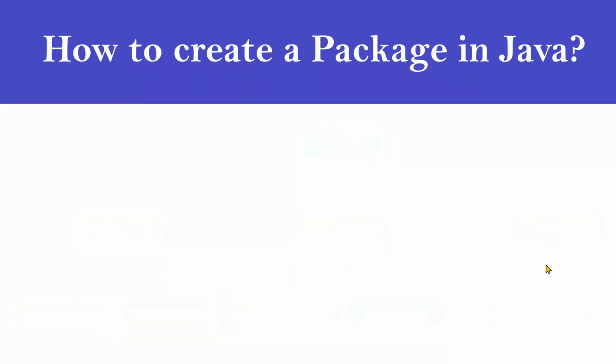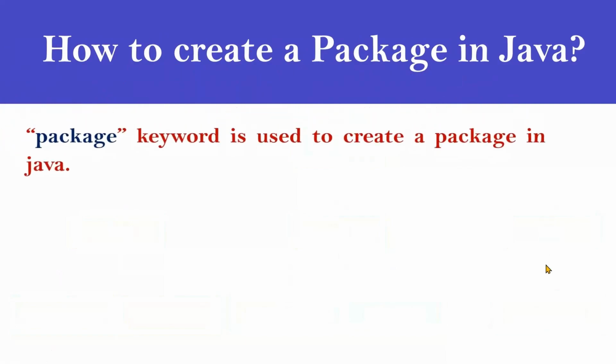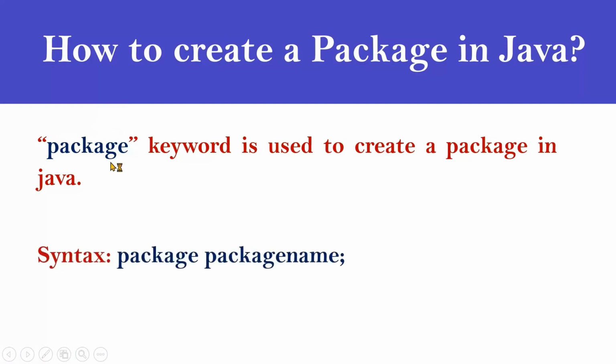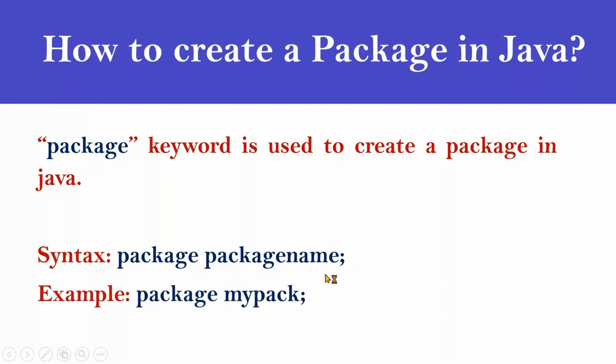Now, how to create a package in Java? Here the package keyword is used to create a package in Java. So here we have a keyword called package. Now coming to syntax, we need to write package followed by the package name. The package name is user defined, but package is a predefined keyword you need to write, followed by a semicolon. Now for the example, package mypack. Mypack is a user defined package name. So here you can write anything, followed by the semicolon, but the keyword is mandatory.